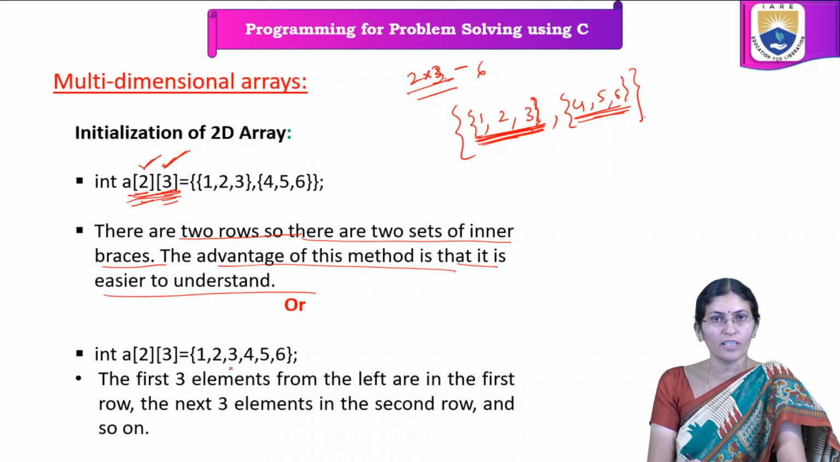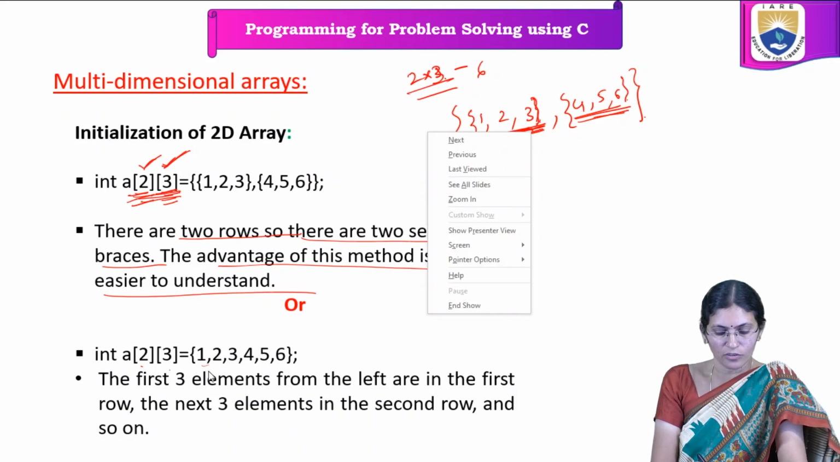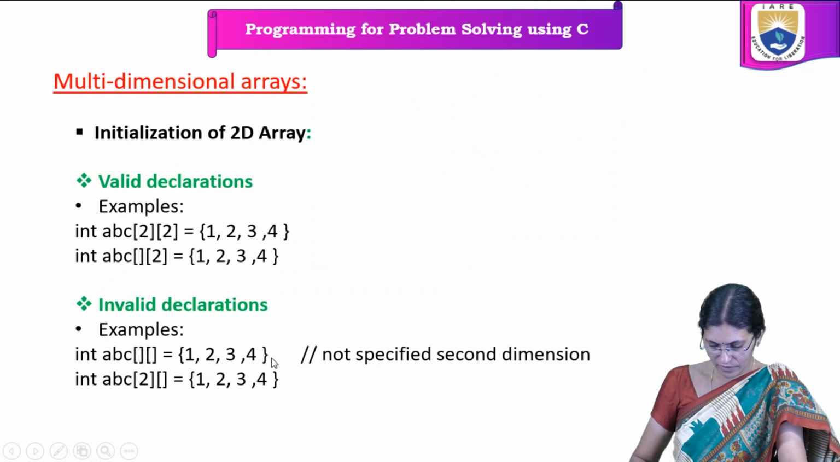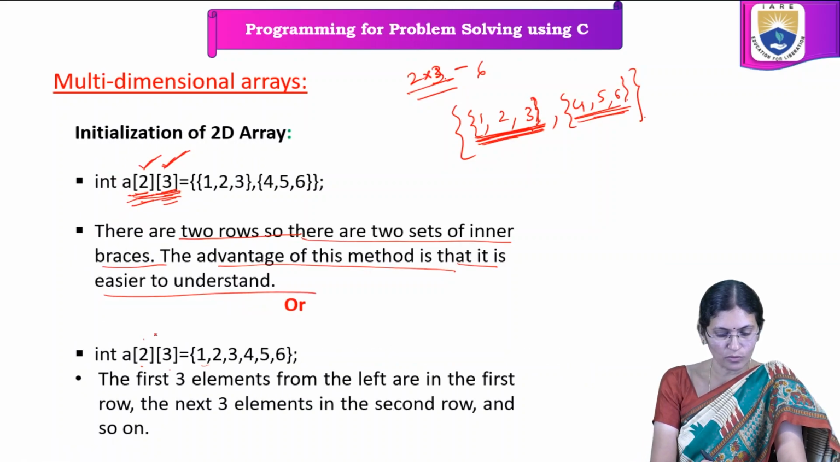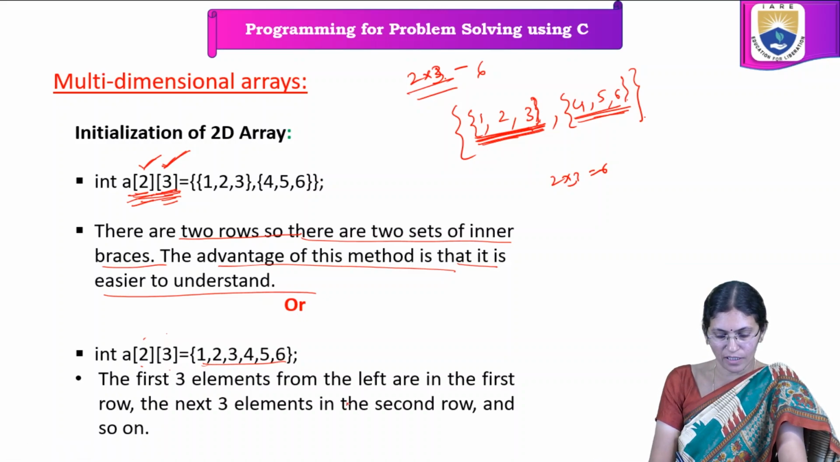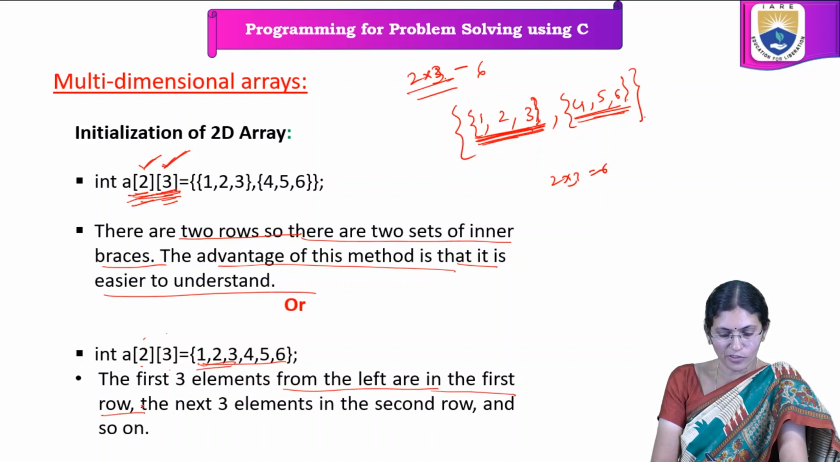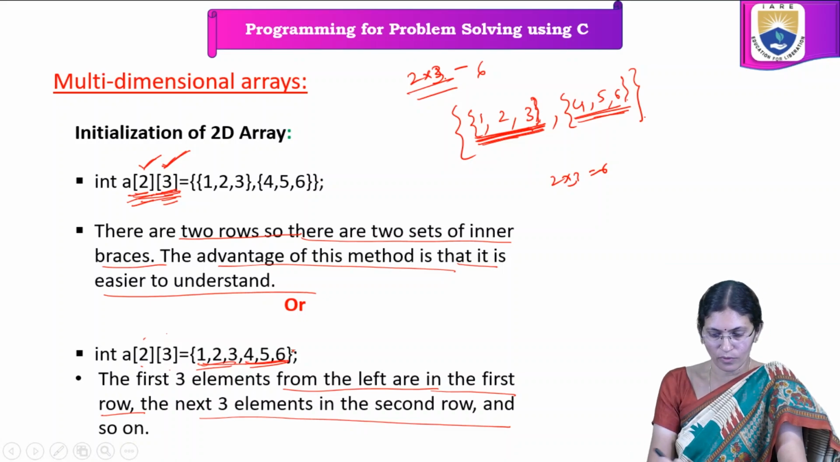Next, another way of initialization is that, without using any of these braces, you can directly write all the elements. For example, 2 multiplied by 3, a total of 6 elements you have. So suppose 1, 2, 3, up to 1, 2, 3, 4, 5 and 6. These are the elements of the array. The first 3 elements from the left are in the first row, and the next 3 elements are in the second row.